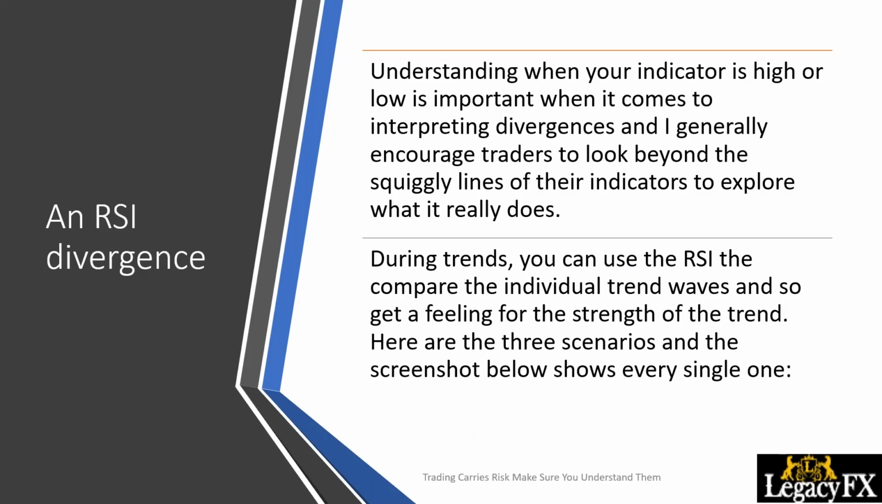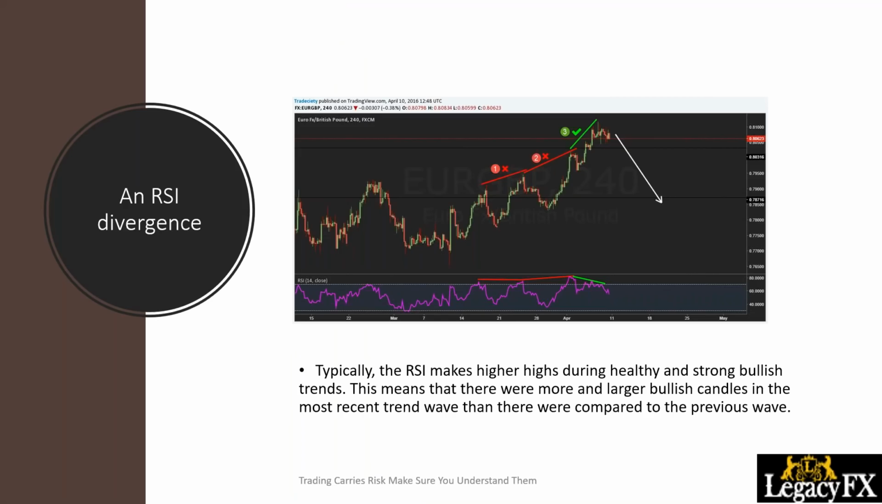So understanding when your indicator is high or low is important when it comes to interpreting divergence. And I generally encourage traders to look beyond the squiggly lines of their indicators to explore what it really means. Typically, the RSI makes higher highs during healthy and strong bullish trends. This means that there were more and larger bullish candles in the most recent trend wave compared with the previous wave.